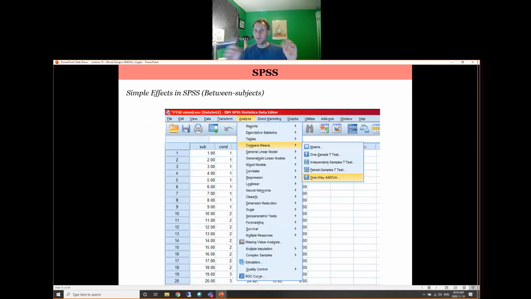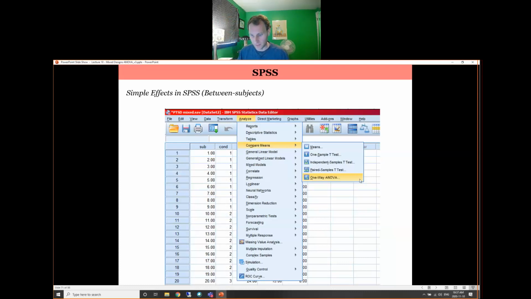We can also split the file going the other way, right? That was our within subjects test, looking at the effect of time within each condition, within each type of therapy. But we can also look at the effect of type of therapy at each time, between subjects, simple effects. To do this, we can go to our one-way ANOVA, because effectively we're just doing a one-way ANOVA at pre, a one-way ANOVA at post, and a one-way ANOVA at follow-up.